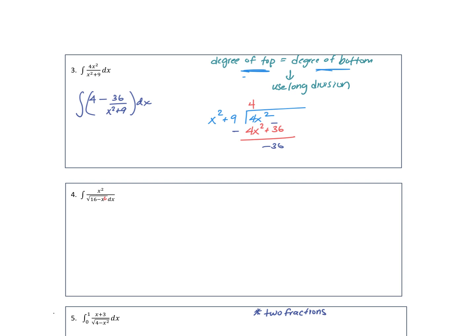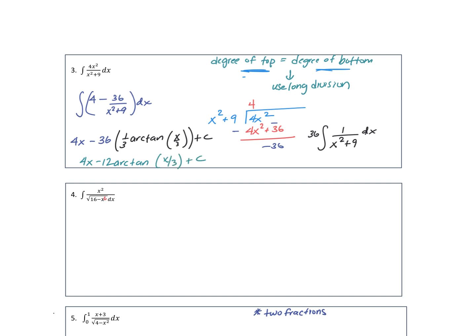The second one is arctan. So we're going to get 4x and then minus, so I'm going to take out the 36. So I'm doing 36 and then 1 over x squared plus 9 dx. So we're going to get 1/3 arctan of x over 3 plus c. So my final answer would be 4x minus 12 arctan of x over 3 plus c.